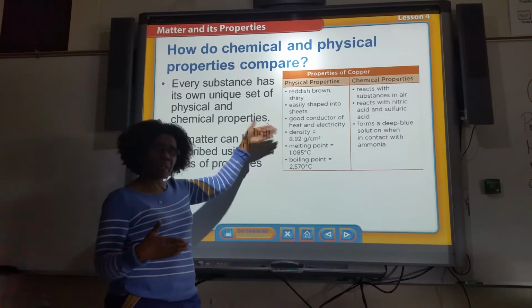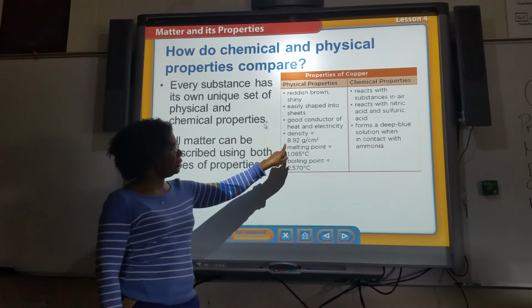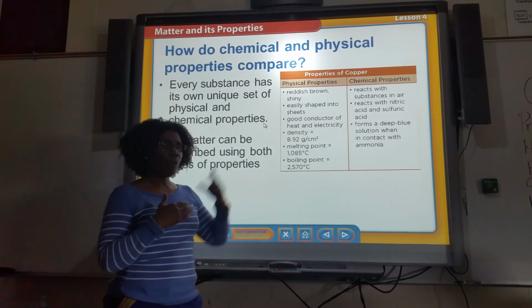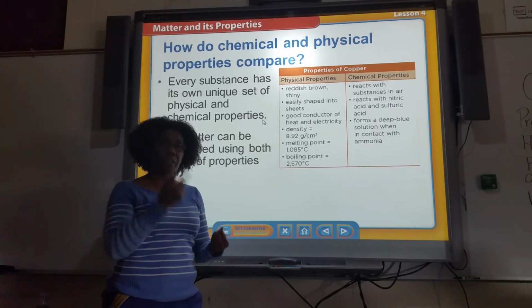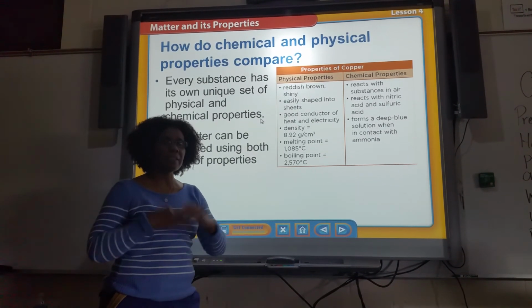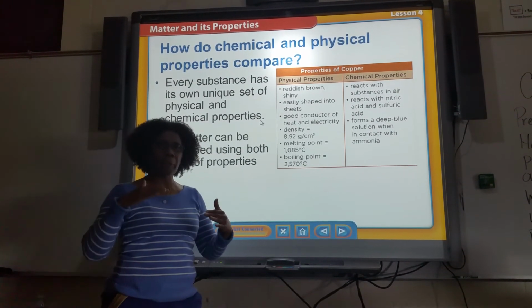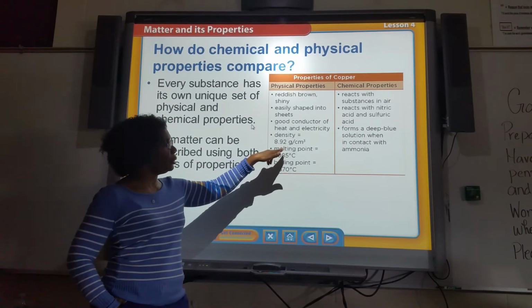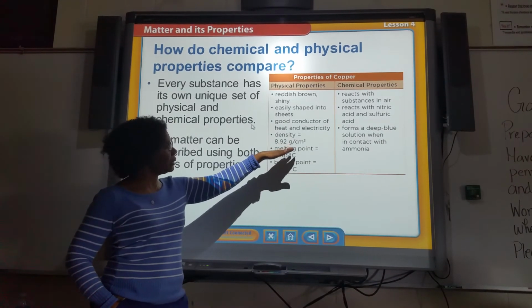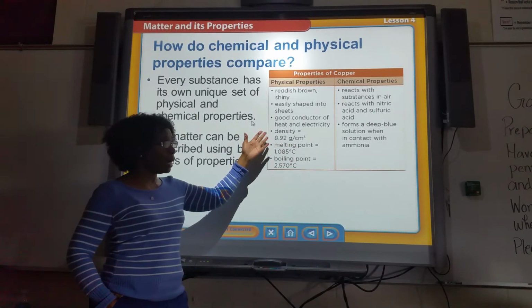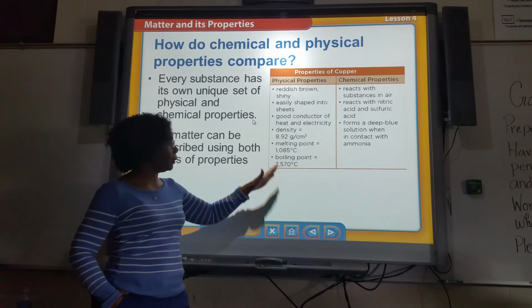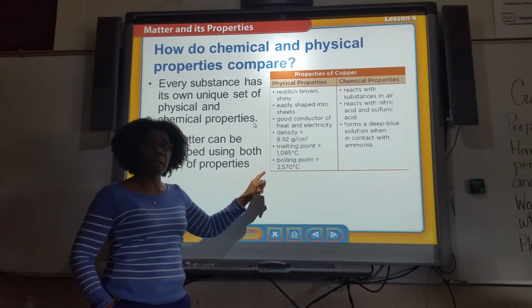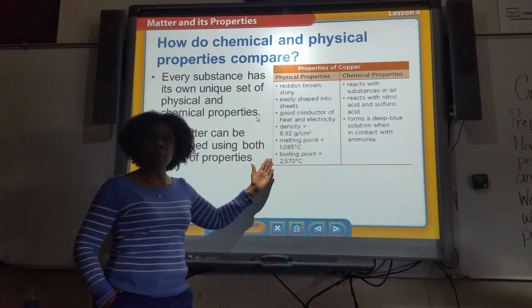The density, remember we talked about density also. Anything that we said was above 1 is going to have a high density, which means if we put it in water, boys and girls, it's going to go straight to the bottom. If it's less than 1, remember, it's going to float. The density of copper is 8.92 grams per cubic centimeter, so we know copper in water is going to go straight to the bottom. We also talked about the melting point and the boiling point. We know these are all physical properties.